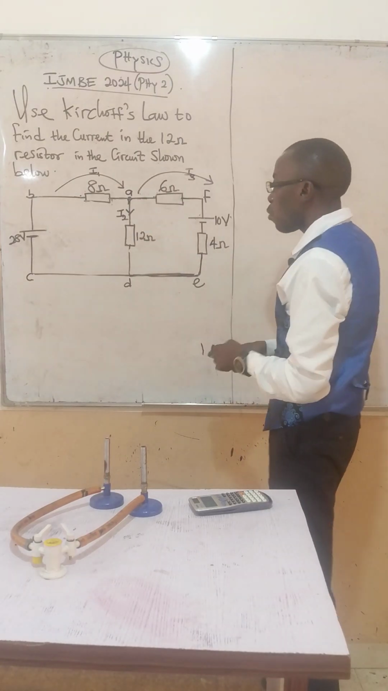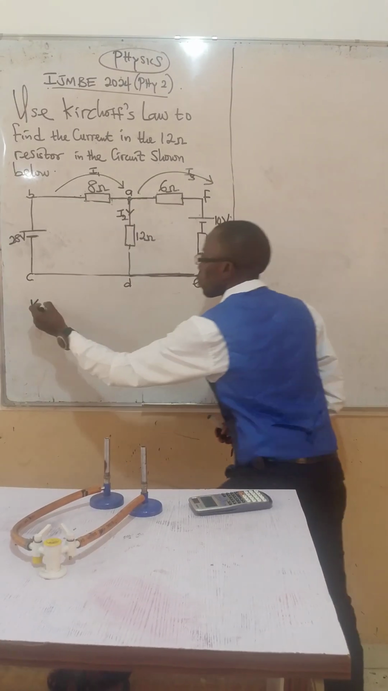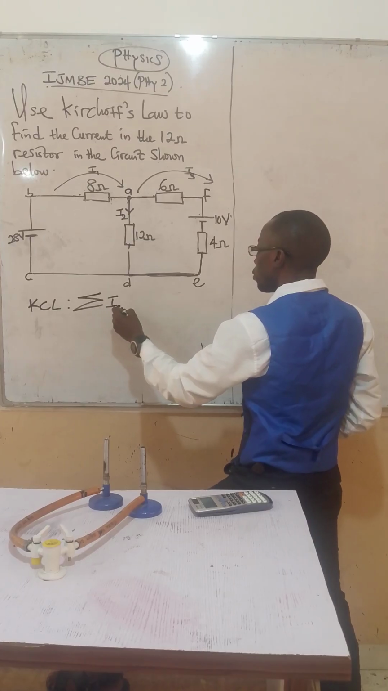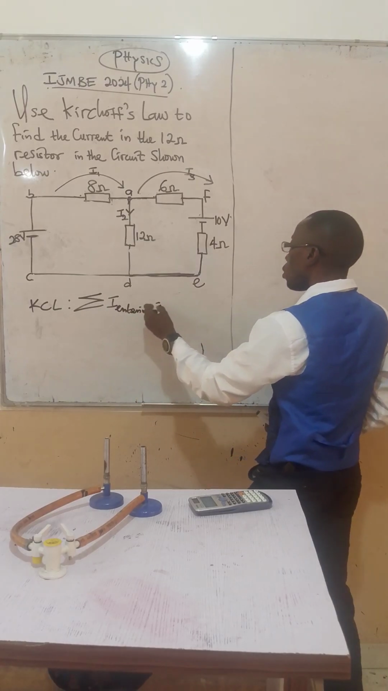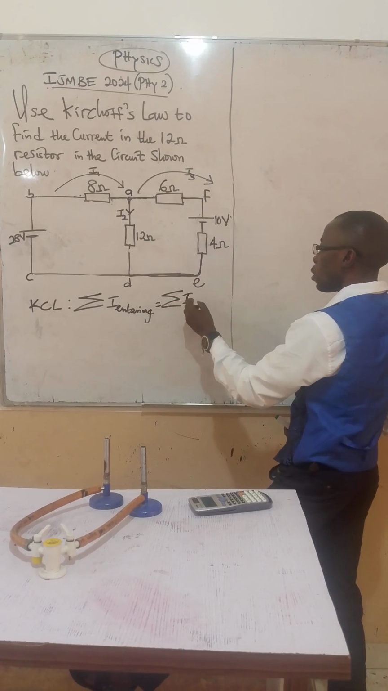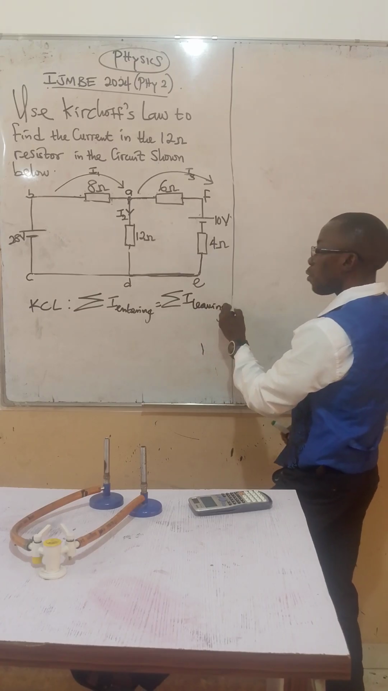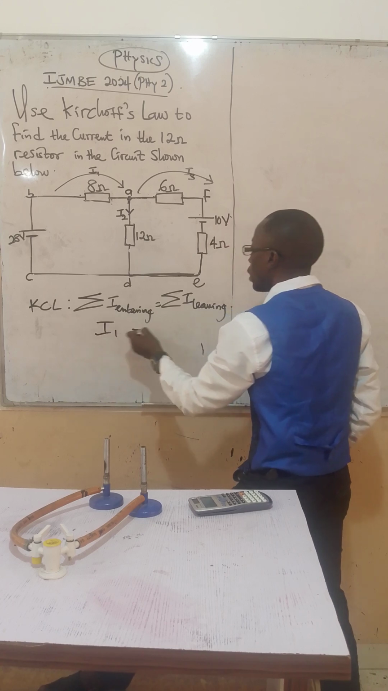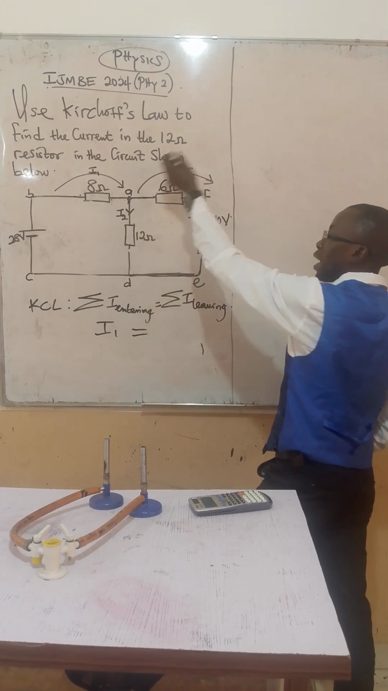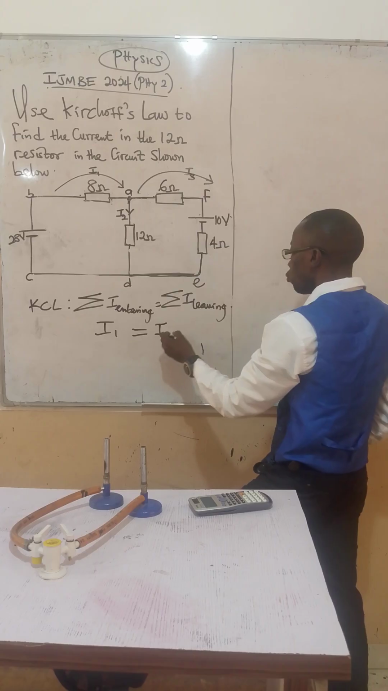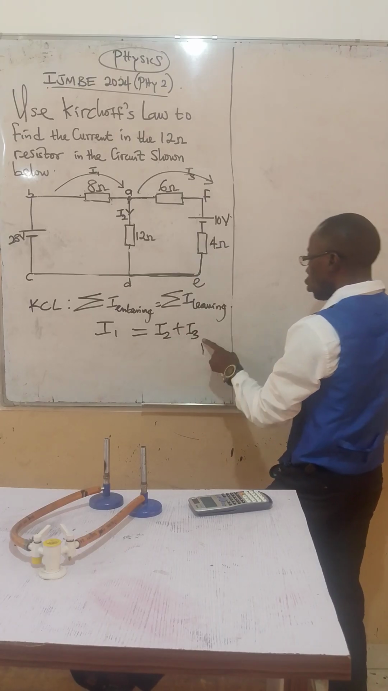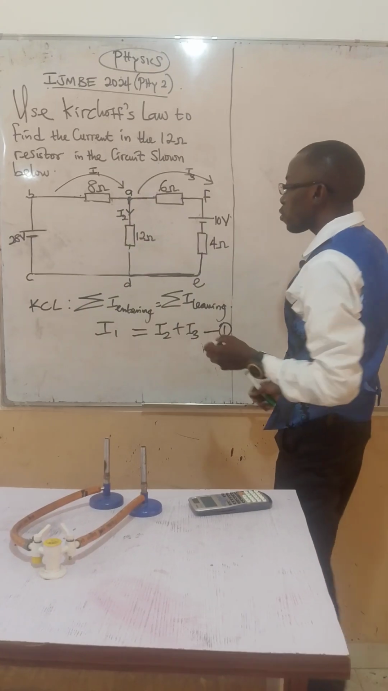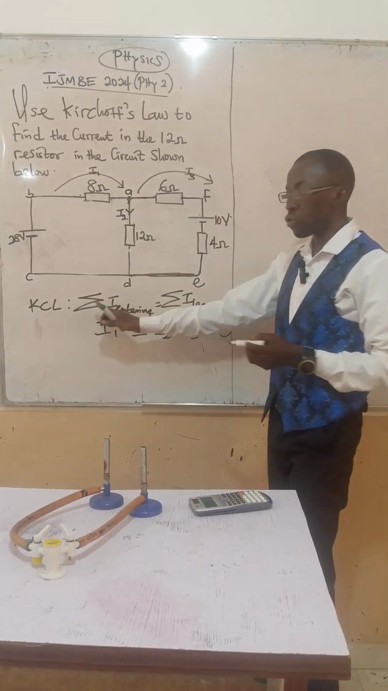So from Kirchhoff's current law, you have the sum of current entering equals the sum of current leaving the junction. Entering the junction, I have I1 coming into the junction. Then I have I2 and I3 leaving the junction: I1 equals I2 plus I3. Call this equation 1. Now once this is settled, we have completely used Kirchhoff's current law.